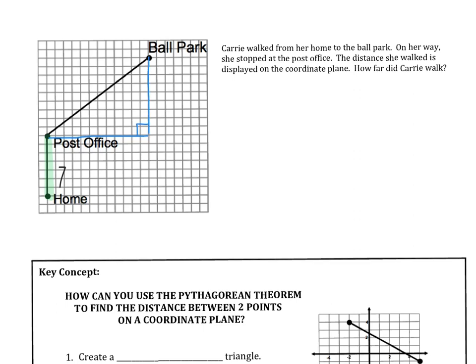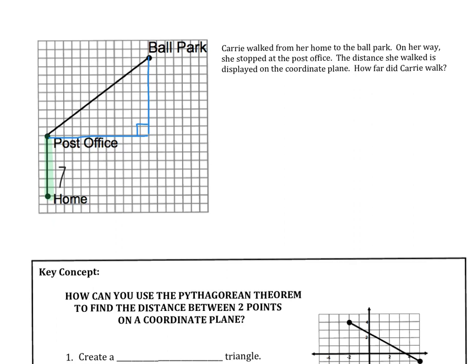So if I draw that right triangle right there, I can identify the distance of this leg and the distance of this leg. And because of that, I can find those two distances and use the Pythagorean theorem to find the hypotenuse. Remember, the Pythagorean theorem helps us find missing side lengths in right triangles. So that's exactly the situation we're trying to produce here.